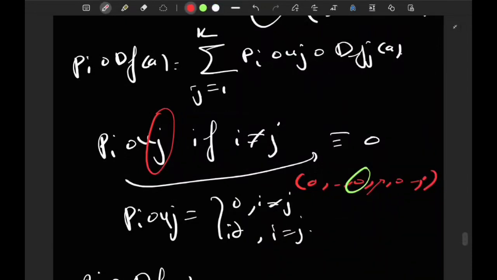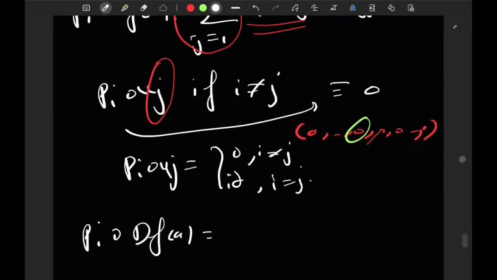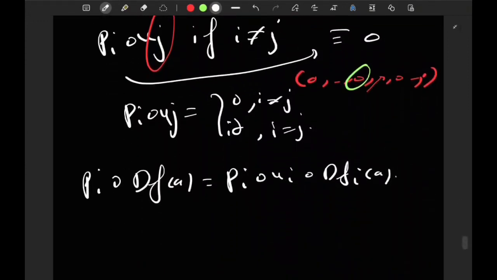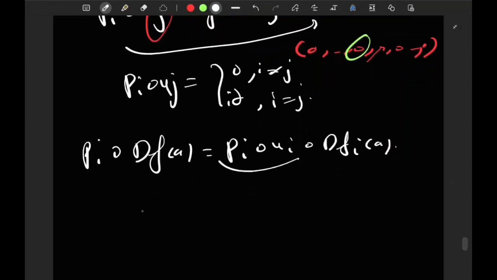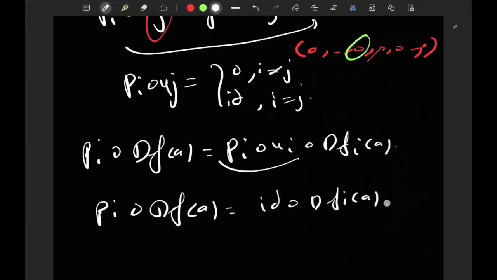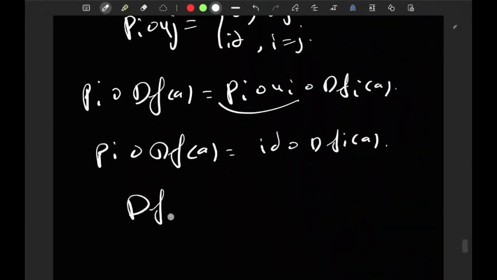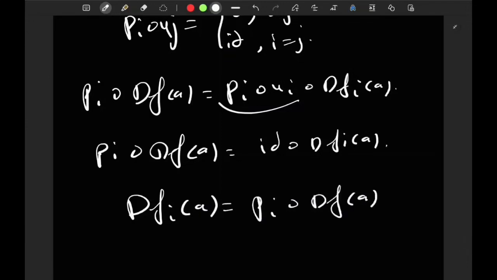So then I'm looking at pi composed with df at A being equal to what? This sum disappears. Why? Because the only way for pi composed with uj to be non-zero is for i to be equal to j. So I'm left only with the ith term: pi composed with ui composed with dfi at A. Now this thing is the identity, so I'm literally saying that pi composed with df at A is the identity composed with dfi at A. So if you want, dfi of A is just pi composed with df at A.